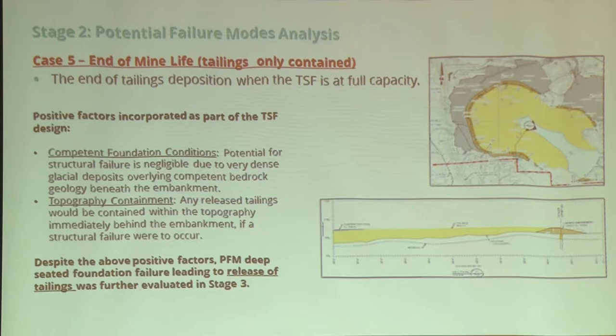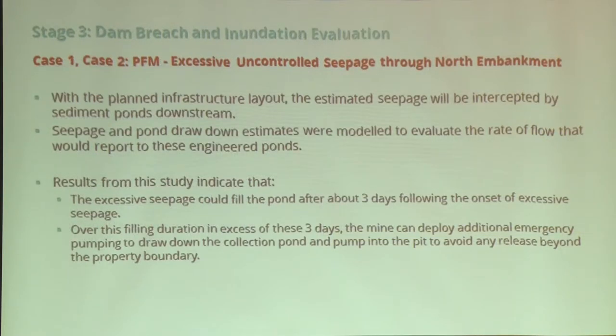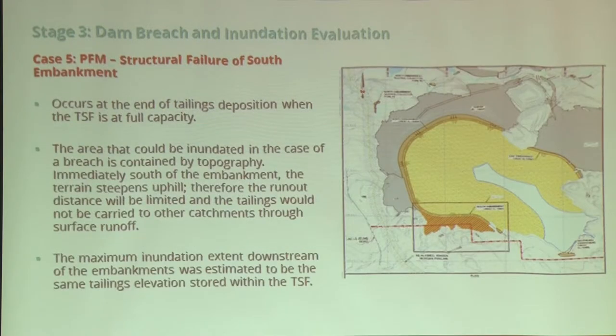The area where there was the potential for failure was this embankment here, where there's no buttress, and the inundation area is about this large, where the tailings could potentially inundate an area if the embankment were to fail. And this is just a little more detail on the seepage through the embankment, cases 1 and 2. The structural failure here that we talked about, and the area that would be inundated.